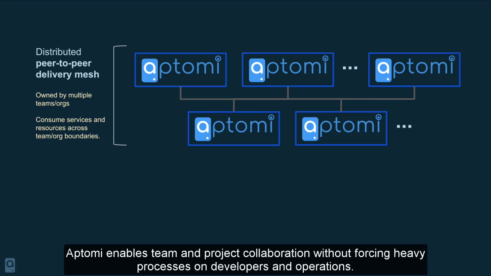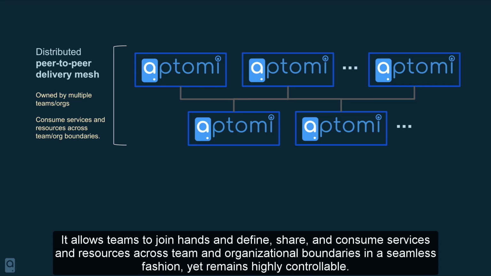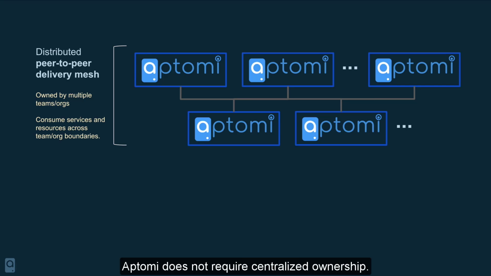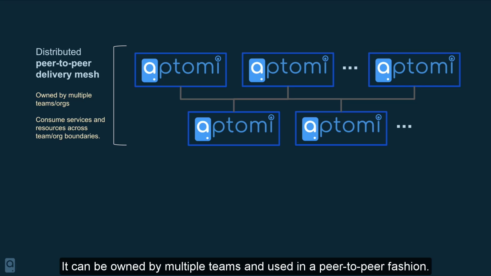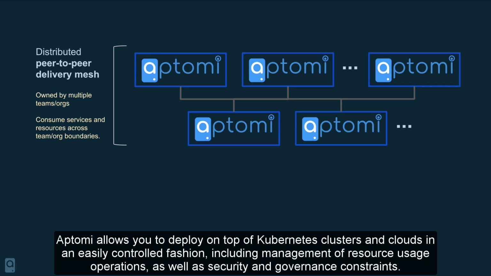Aptomi enables team and project collaboration without forcing heavy processes on developers and operations. It allows teams to join hands and define, share, consume services and resources across team and organizational boundaries in a seamless fashion, yet remains highly controllable. Aptomi does not require centralized ownership. It can be owned by multiple teams and used in a peer-to-peer fashion.